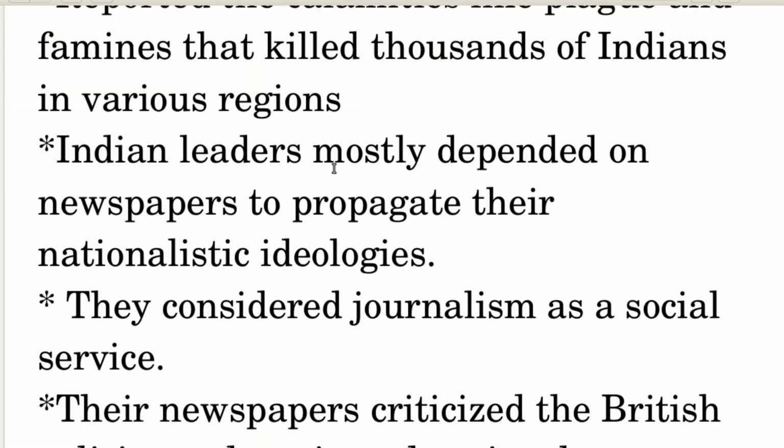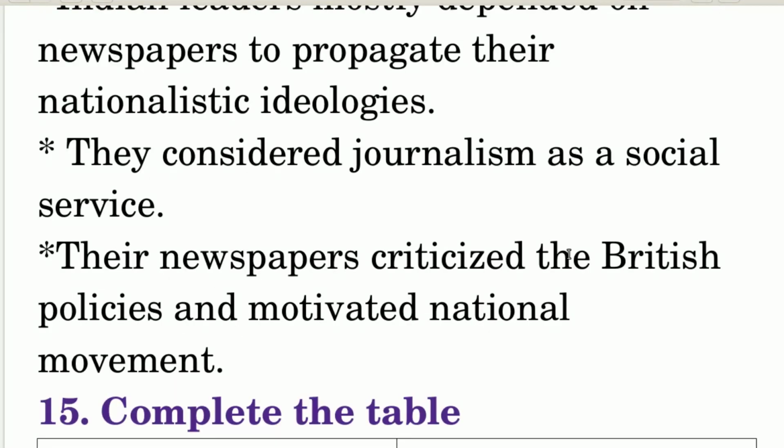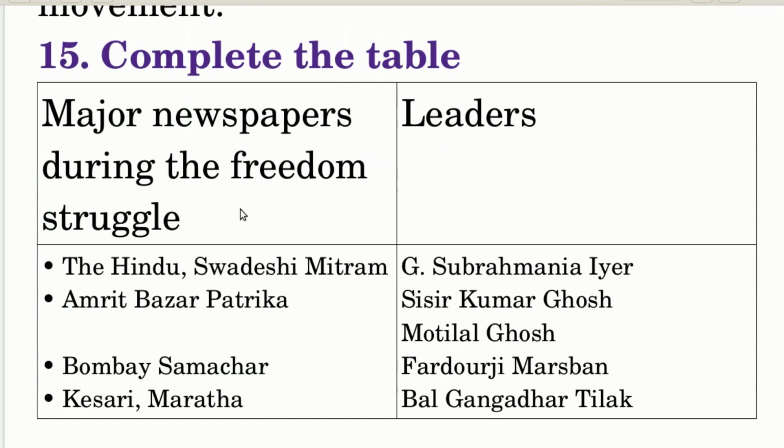Indian leaders mostly depended on newspapers to propagate their nationalistic ideologies. They considered journalism as a social service. Their newspapers criticized the British policies and motivated the national movement. Complete the table. Major newspapers during the freedom struggle.